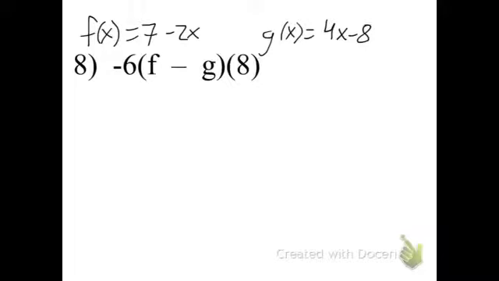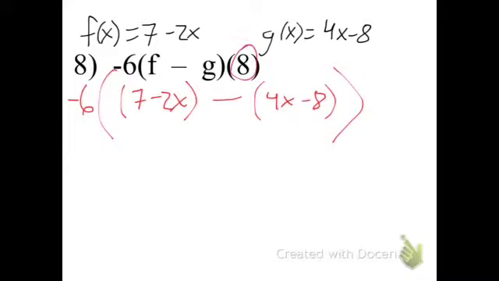Alright, moving on to the last ones for this assignment. 8, 9, and 10. We gotta do f minus g, evaluate it at 8, and times it by a -6. So this one's gonna be oodles, and oodles are fun. Let's put -6 out front. We'll put down f, which is 7 minus 2x. And then we're gonna subtract g, which is 4x minus 8.